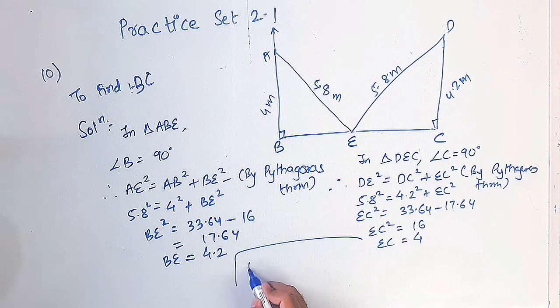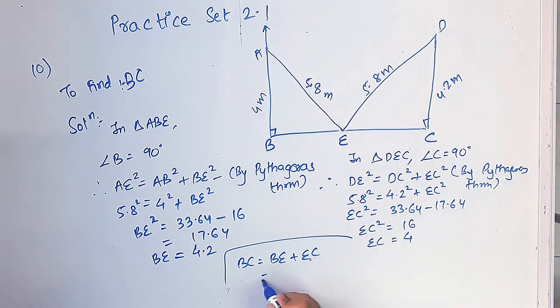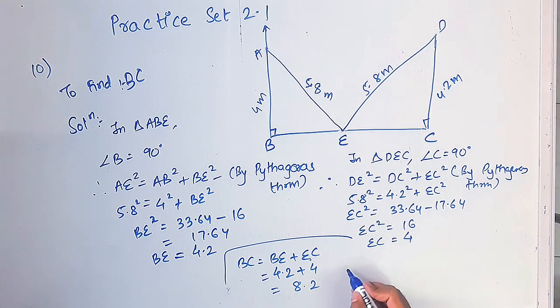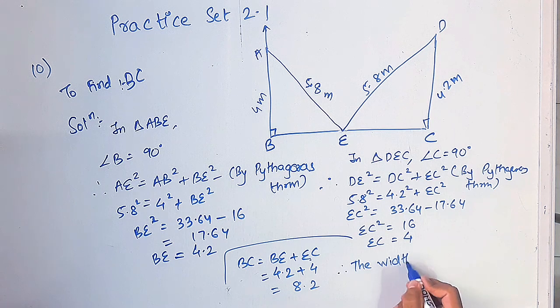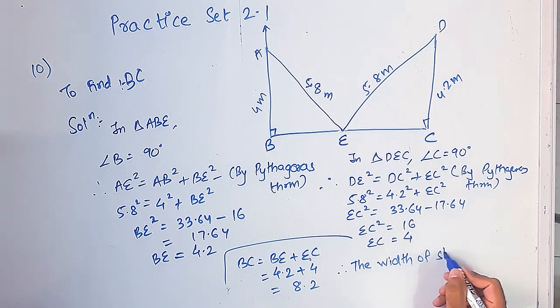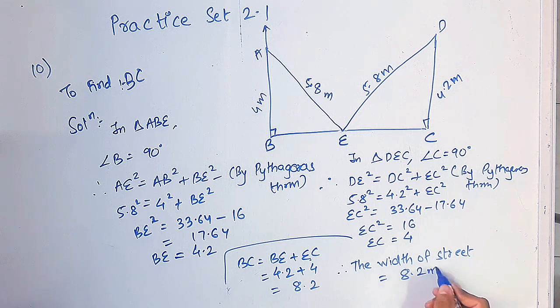Now it is very easy to find BC. BC is equal to BE plus EC. BE plus EC is 4.2 plus 4. That is equal to how much? It is 8.2. So the final answer you can write is, therefore the width of the street is equal to 8.2 meters.